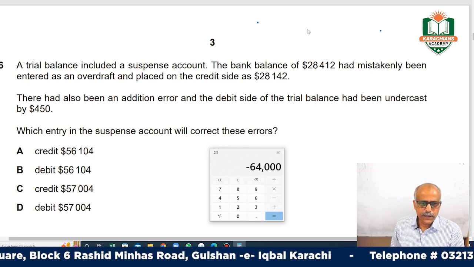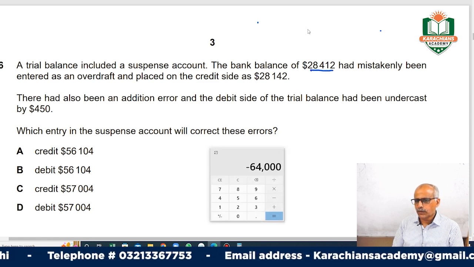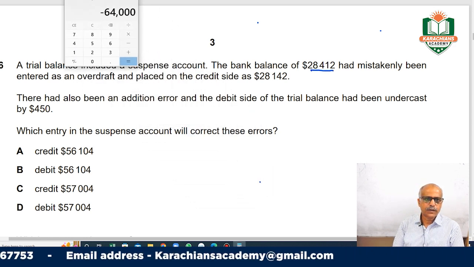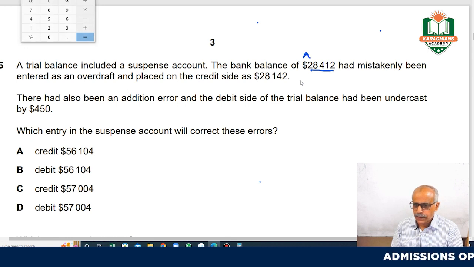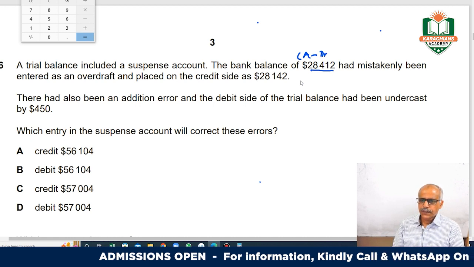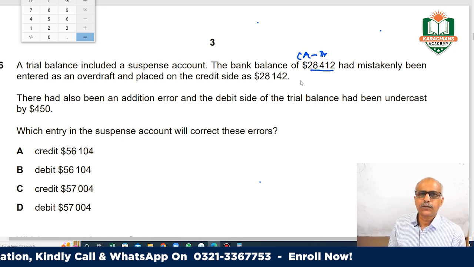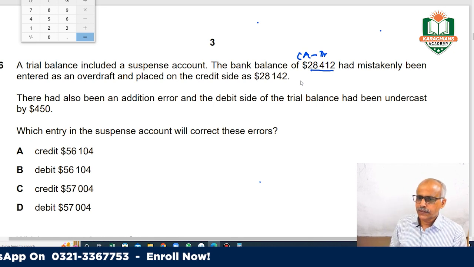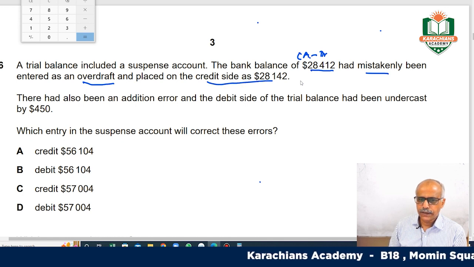Our trial balance included a suspense account. The bank balance of 28,412, this is your asset, a current asset having a debit balance in the trial balance from your general ledger, right? It had mistakenly been entered as an overdraft and placed on the credit side.